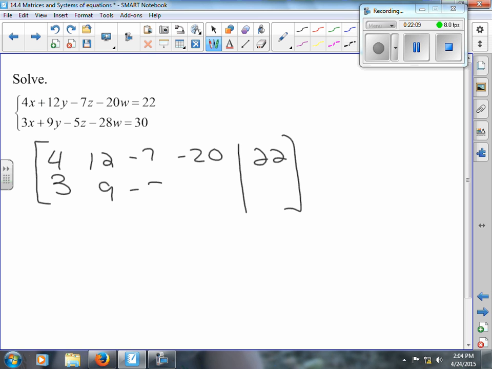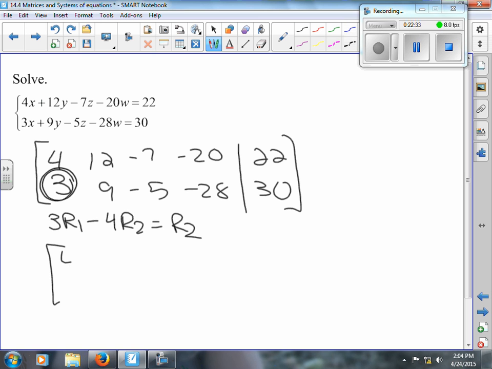There's not a whole lot that you can do here to do the Gauss-Jordan elimination. We really just need to make this bottom one here a 0. And unfortunately, this is not going to be pretty. So I'm going to take 3 row 1 minus 4 row 2, and that's my new row 2.